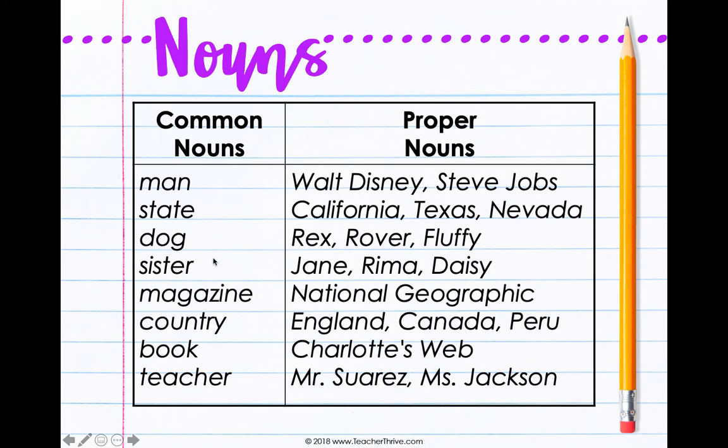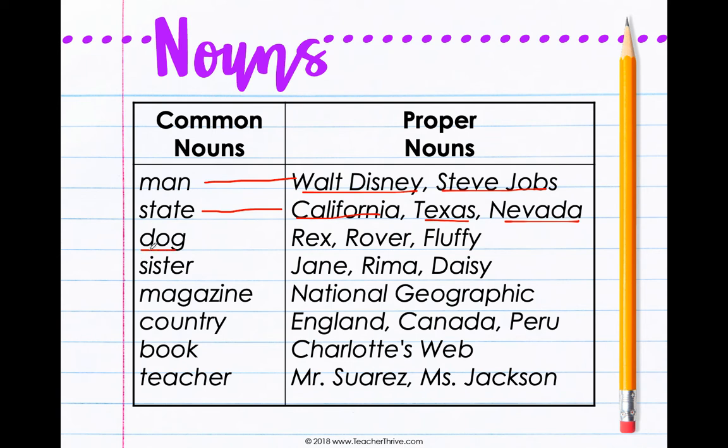So here are some examples. Man, okay, this is a common noun. Man is a common noun. But if I wanted to name a man, so Walt Disney, he was a man. Steve Jobs, okay, name of a man. What about a state? What's the name of our state? Arkansas, very good. But we also have things like California, Texas, Nevada. Okay, these are all names of states.